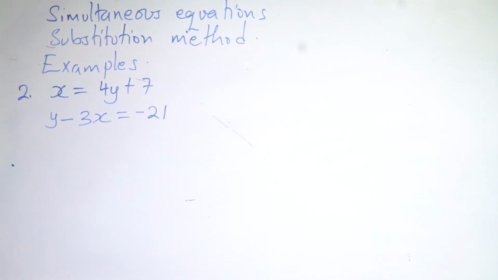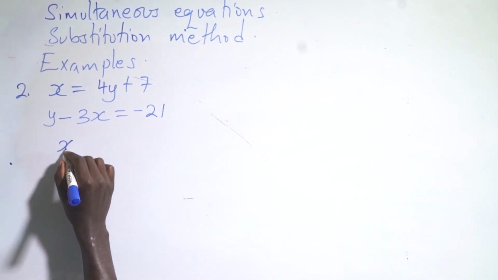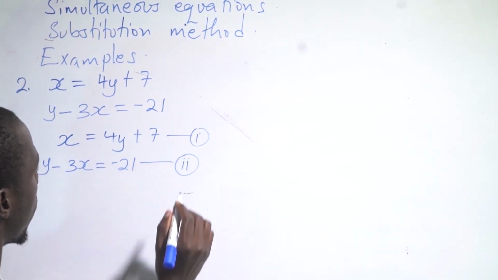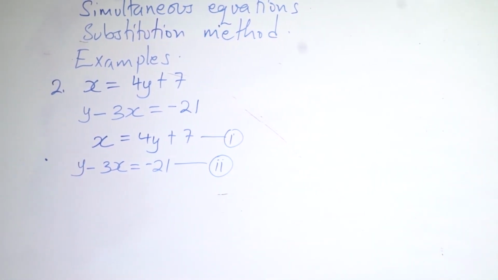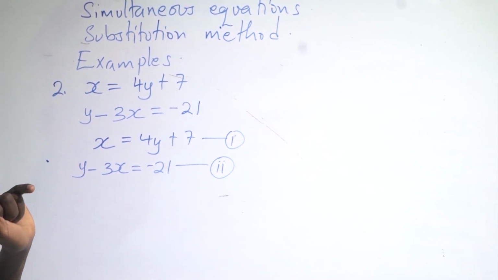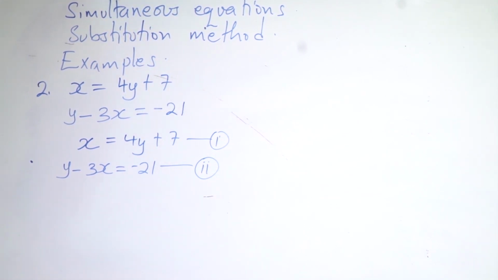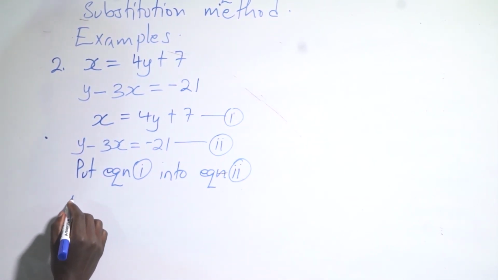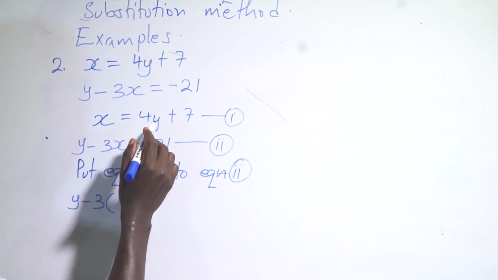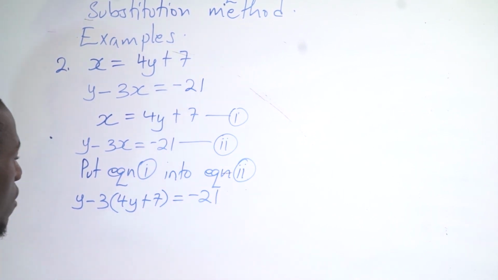Example 2, still solving the simultaneous equation using substitution method. We label. So after labeling, now when you look at equation 1, x is already a subject of the formula. So I can just put it directly into equation 2 to eliminate the x. Where there is the x, I'm going to put the 4y plus 7, which is equivalent to negative 21.